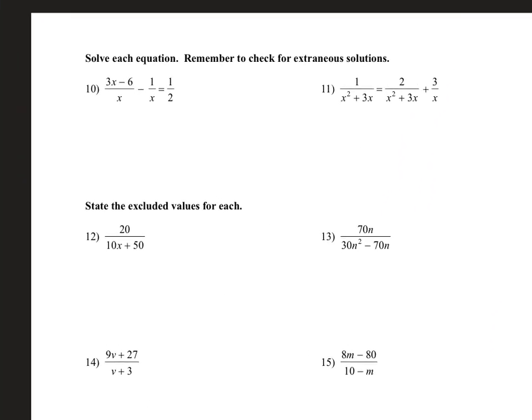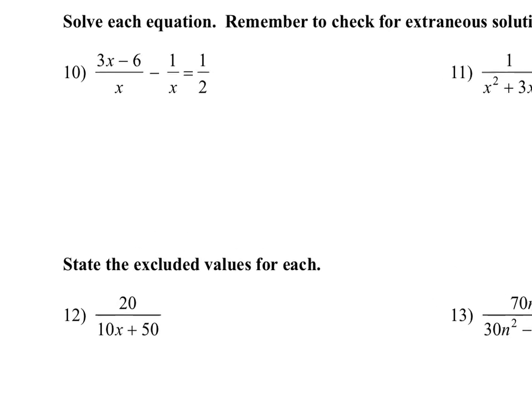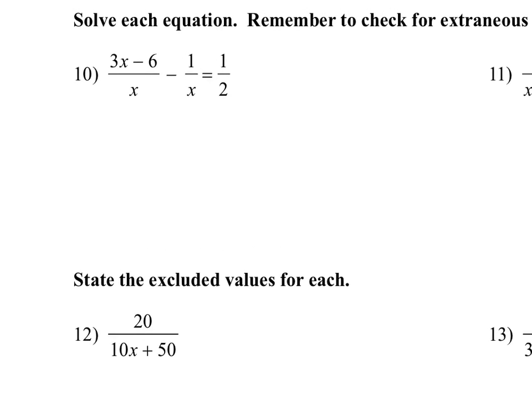Now let's run through the second page. So the first one, let's solve. Remember to check for our extraneous solutions. So I need my common denominator. Here it is going to be 2x. So x cannot equal 0. So this one needs a 2, this one needs a 2, this one needs an x. Cool? So once you get a common denominator, remember we just drop it.